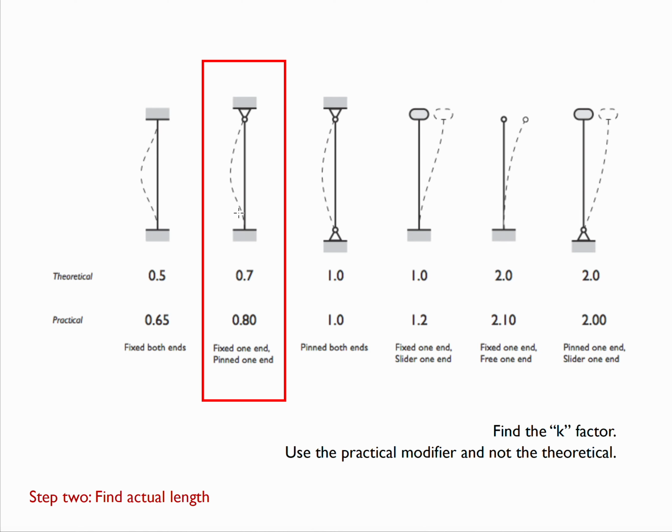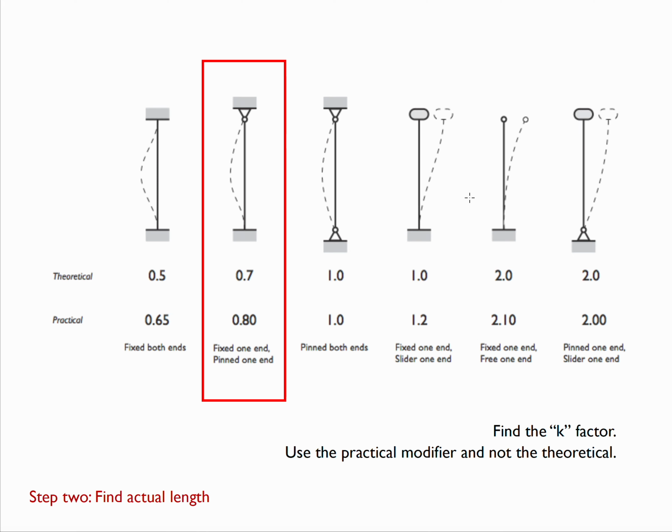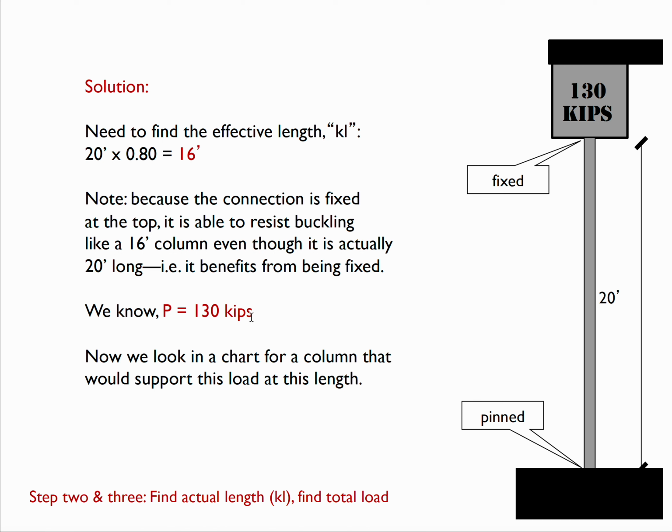So in this case, it's fixed on the bottom and pinned on the top. Does that really matter? No, it doesn't matter at all, because the column, again, is still going to behave in a similar way in terms of its effective length. So it's fixed on one end, pinned on the other. Its K factor is going to be 0.8. So the actual effective length of a 20-foot column, because it is fixed, is going to be 20 feet times its 0.8, or 16 feet. It's able to resist buckling like a 16-foot tall column, even though it's 20 feet long. In other words, it benefits from being fixed.